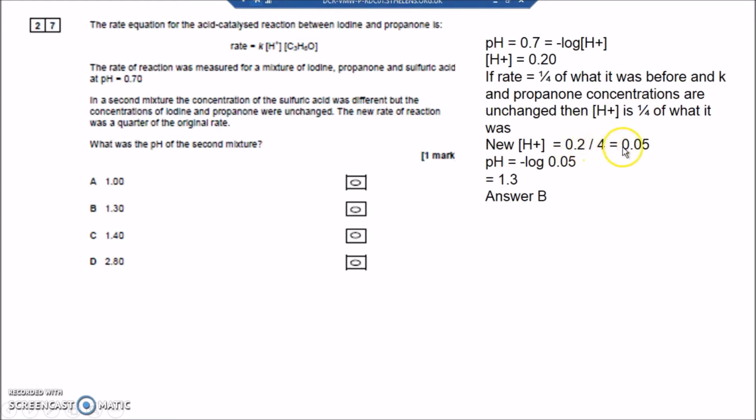0.2 divided by 4 is 0.05. What's it actually asking me now? The new pH. pH is minus log to the base 10 of the hydrogen ion concentration. This is the new hydrogen ion concentration. Minus log to the base 10 of 0.05 is 1.3. So your answer is B.